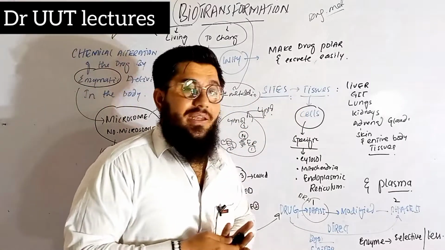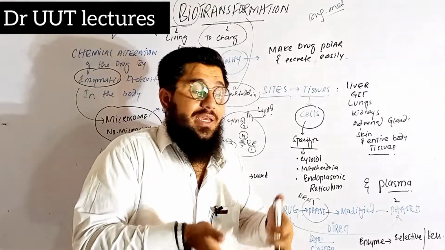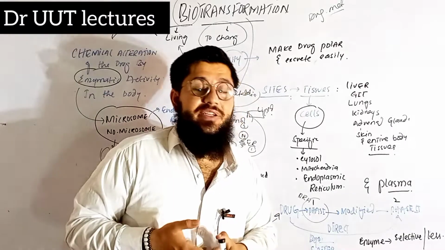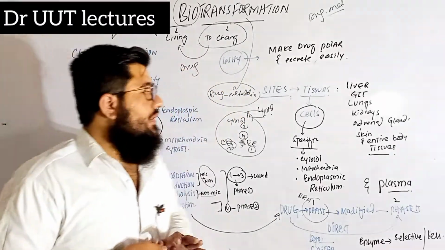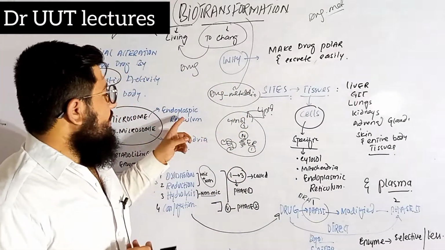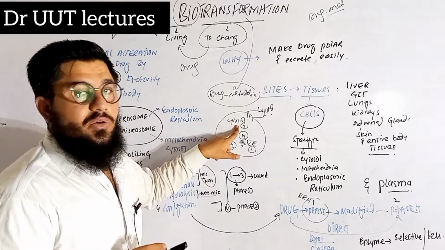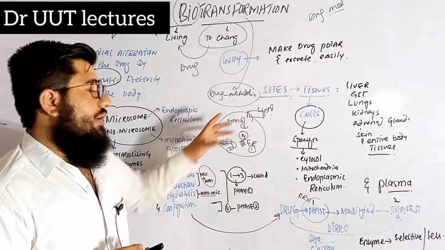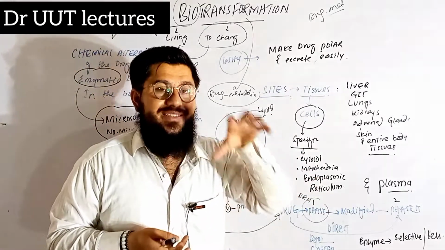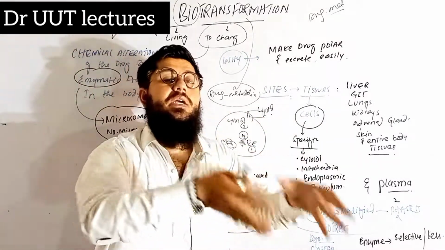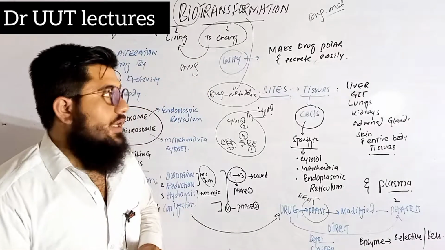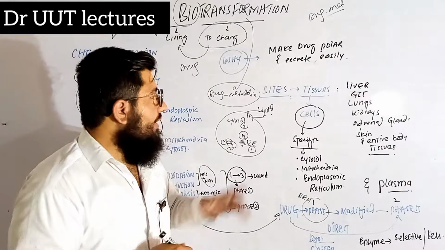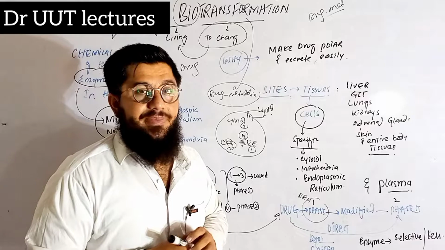Then we move towards the cellular level. What is the site in the cell where drug metabolism actually takes place? Simple. In the cell we have the cytosol, where drug metabolism takes place, the endoplasmic reticulum, and mitochondria. These are the places, spots or sites where drug metabolism takes place at the cellular level. So this is about cellular level drug metabolism.